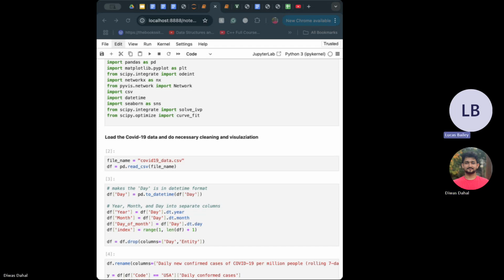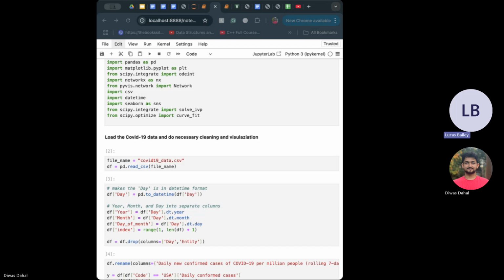I'm Lucas, and my name is Diwas. For our final project, we chose to look at modeling epidemic dynamics using compartmental models and networks. Our primary objectives consisted of using compartmental models like the SIR and SEIR models and network theory to simulate the spread of an epidemic in a population.